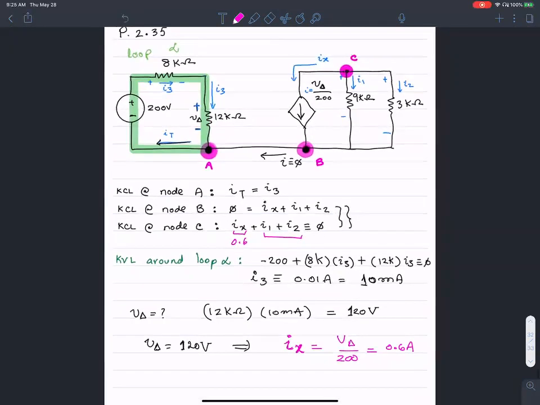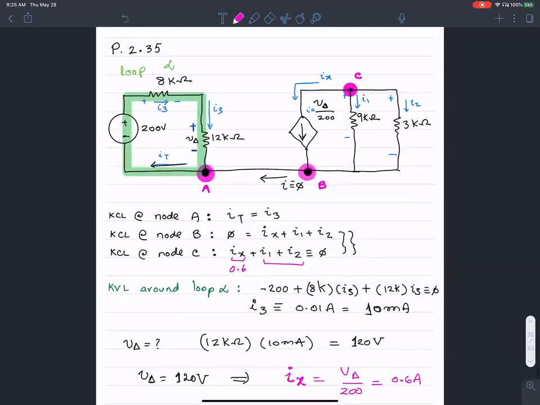It seems I found out the value of I total, which is the same as I3, to be what value is that again? 10 milliamperes. So I found the value of Ix to be 0.6 amperes. Now what I need is I1. What's the value of I1? What's the value of I2?